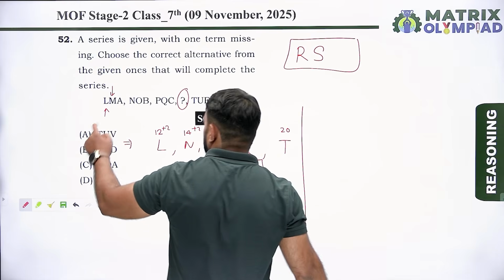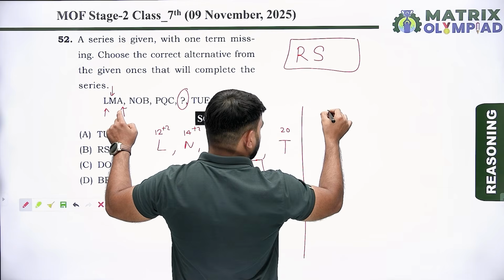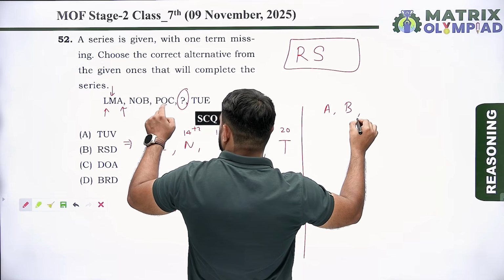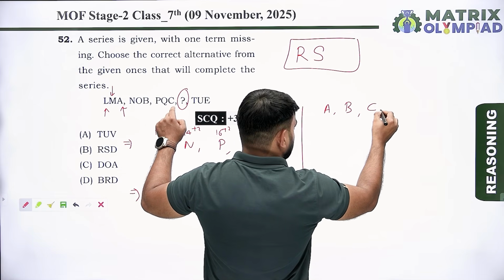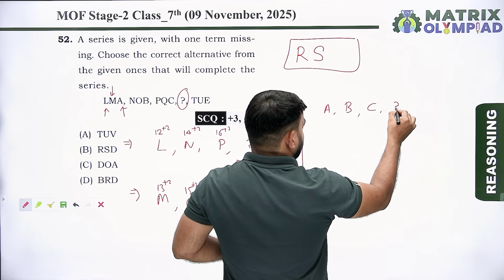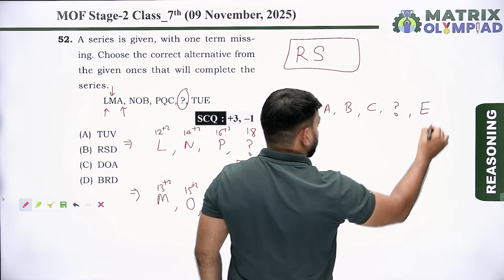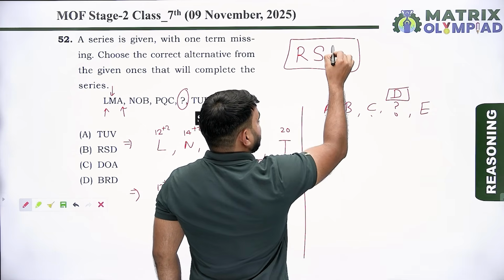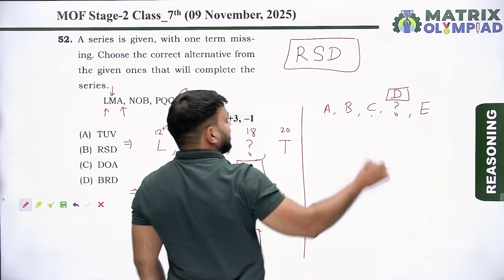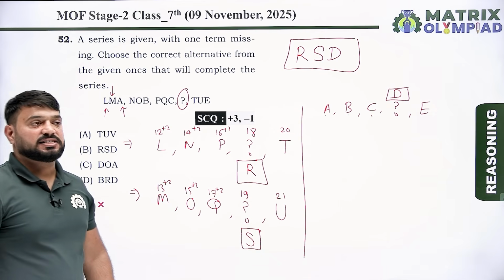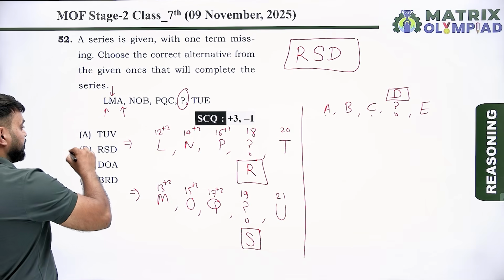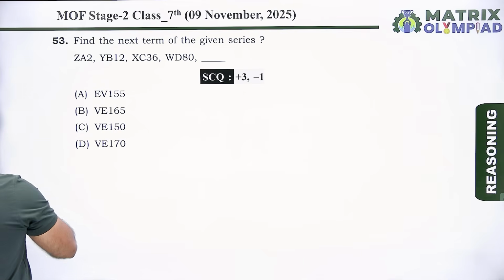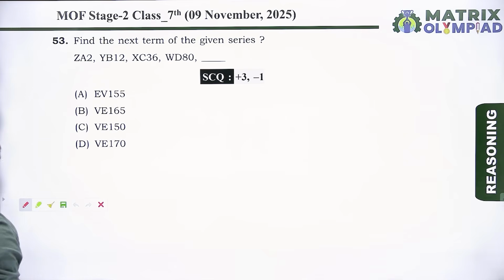Now taking third alphabet of each term. So third alphabet of first term is A, third alphabet of second term is B, third alphabet of third term is C. After C next is missing, after missing next is A. So now pattern is A, B, C, now missing is D. So missing alphabet is D. So missing term is RSD. So here option B is the correct answer of this question. Let's move on to the next question. So now next question is question number 53.